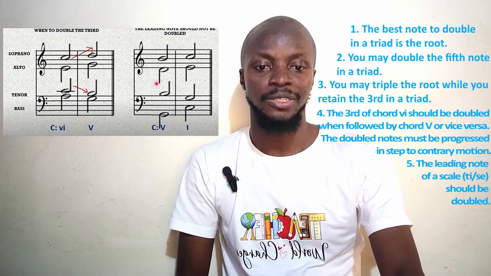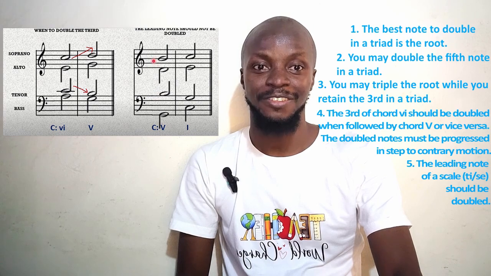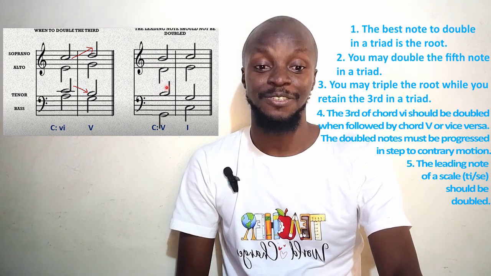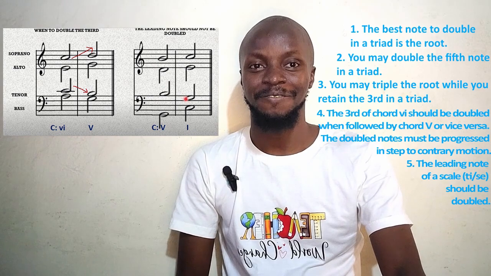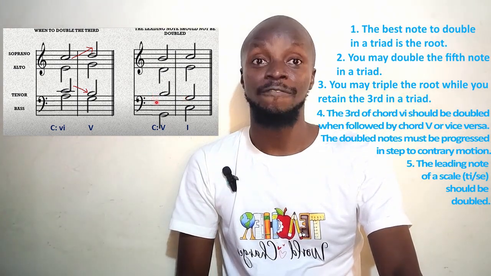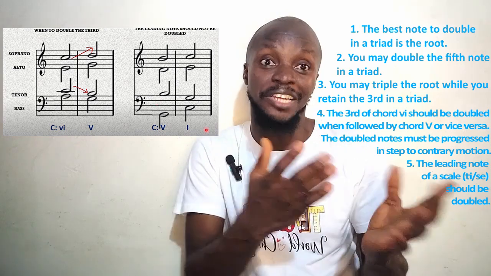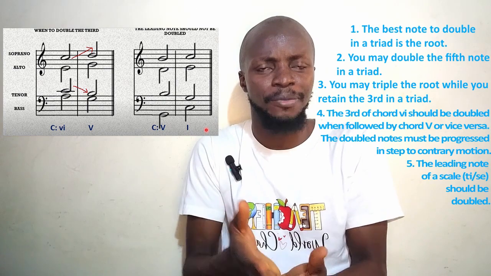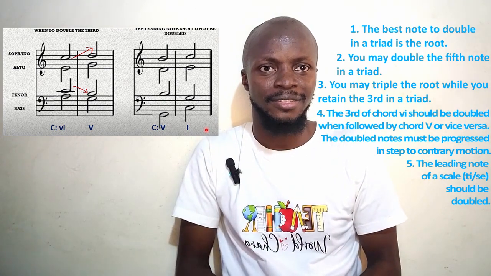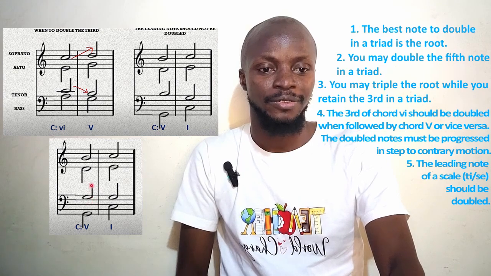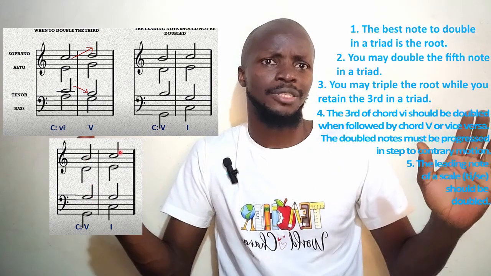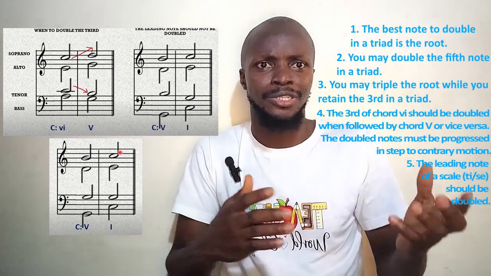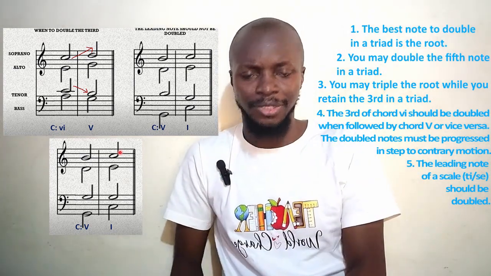We end up doubling it here, and it's not too good. So you have Ti, Do, and Ti, so too much of it. It should be avoided. You can double either the fifth, you can double the root, or you can triple the root, but keep the third. We're having adjustments. So we have Ti, Do, that's all. Don't have Ti, Do, Ti. Let's see how it sounds.